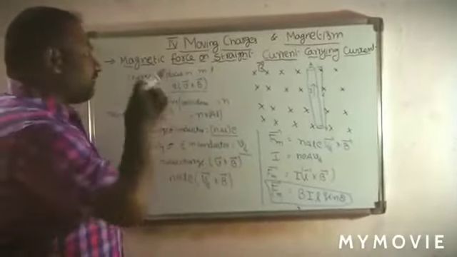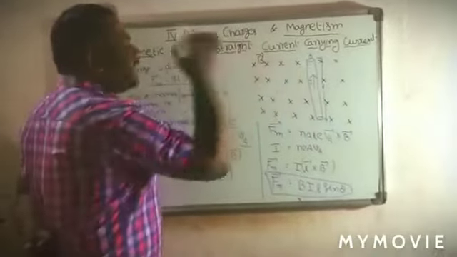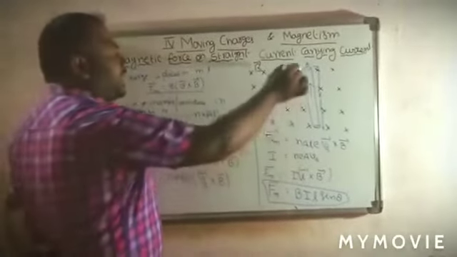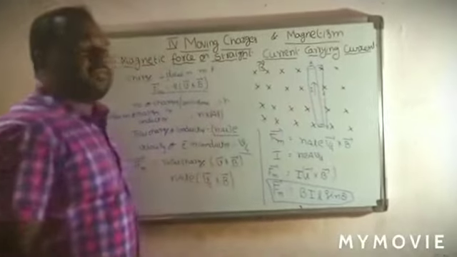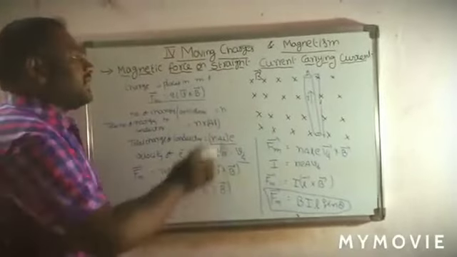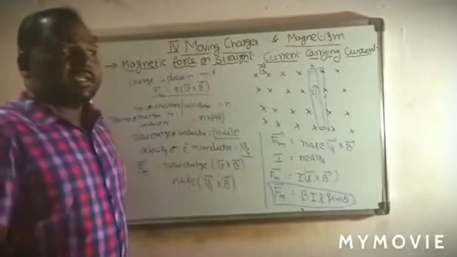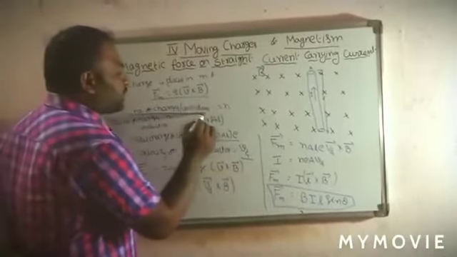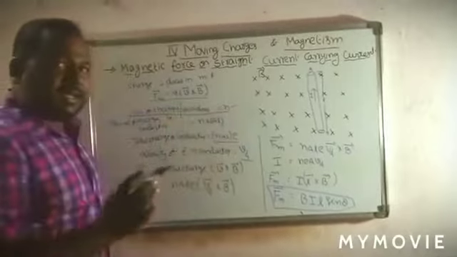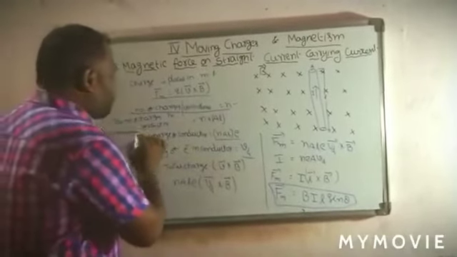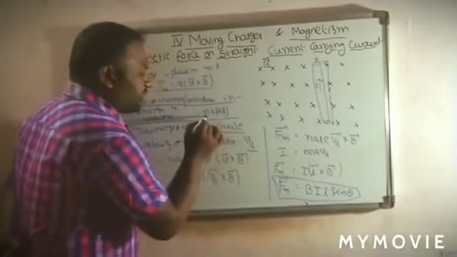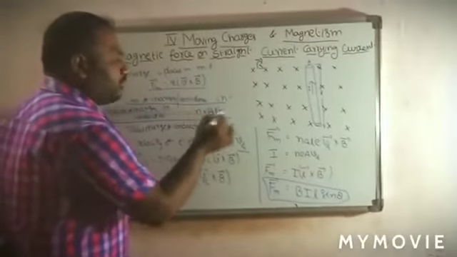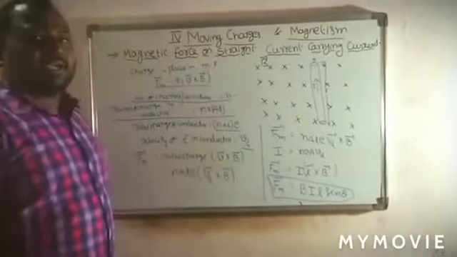Now instead of the charge we place a current carrying conductor. That current carrying conductor has a number of free charges. So first we calculate how many free charges are in that current carrying conductor. The number of charges per unit volume is n. Therefore the total number of charges in the conductor is equal to the number of charges per unit volume into the total volume of the conductor.